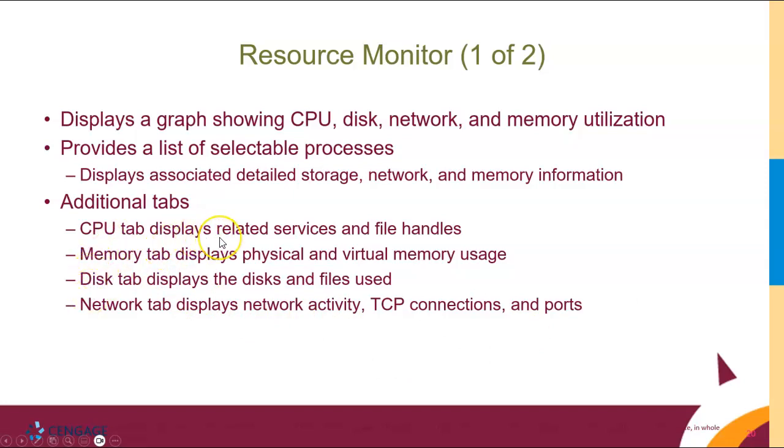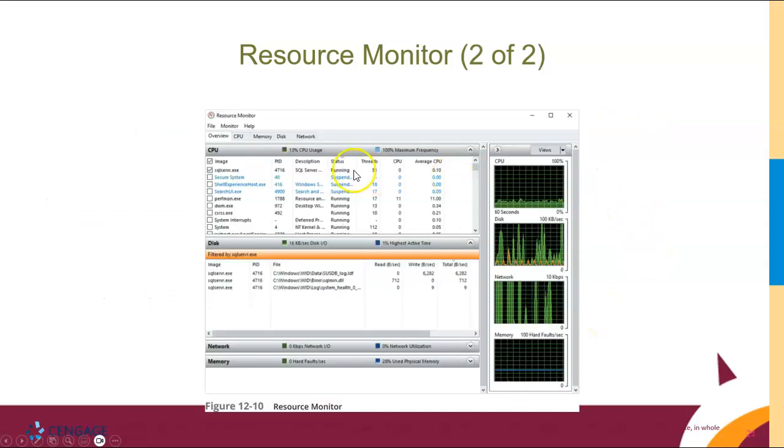These tabs display related services. The CPU tab displays related services and file handles. Memory displays the physical and virtual memory. Disk displays the disks and files used, and the network displays the network activity, TCP connections, and ports. And we'll see that here.